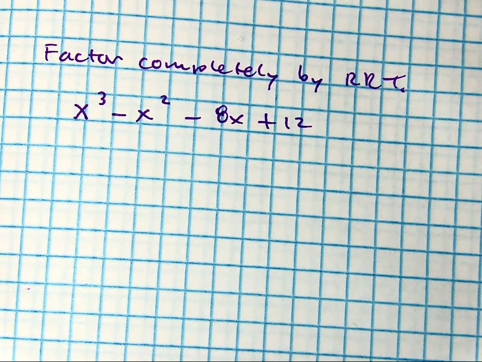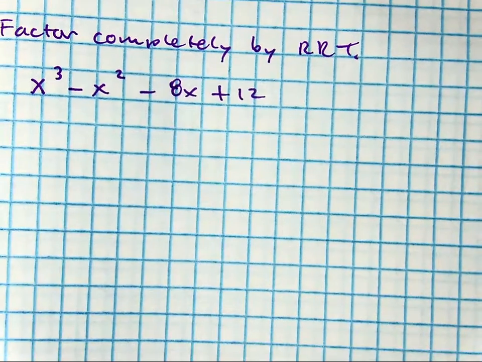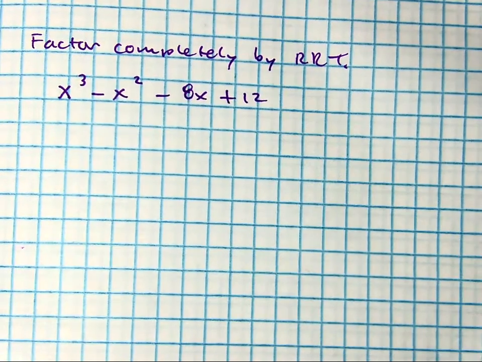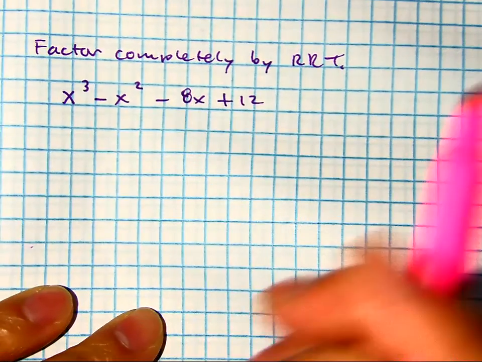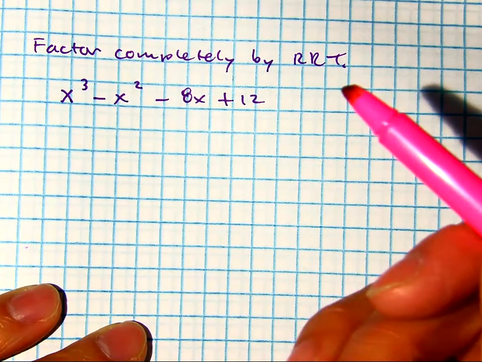All right, Javon, what should we do first? Yes, we're going to factor. We're going to use the rational roots theorem. Tell us how to use it. Oh, find the factors? Okay. What number should I look at first?